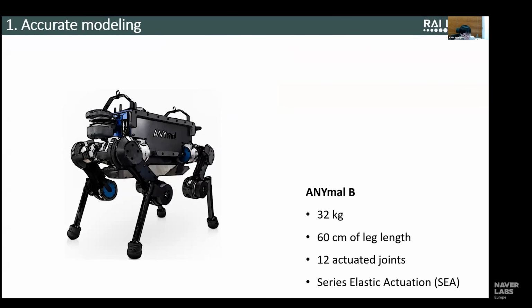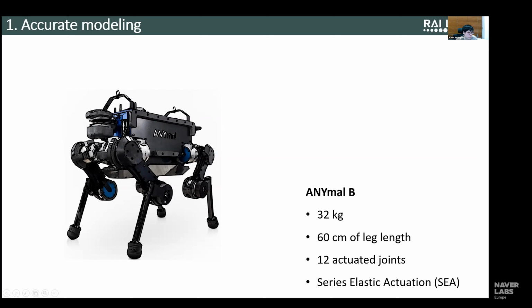I think you all know about this robot. This is ANYmal B version. There's a newer version, ANYmal C, but this is the main platform that I use. I've been working hard to train a control policy for this system. This was designed and developed by the Robotic Systems Lab at ETH, where I did my PhD. If I give you a short list of specs, it's 32 kilograms. We call this a medium-sized dog, but it's actually a bit big. The leg length is 60 centimeters.